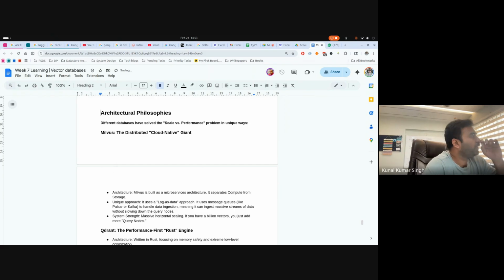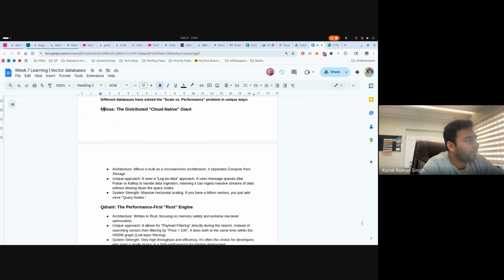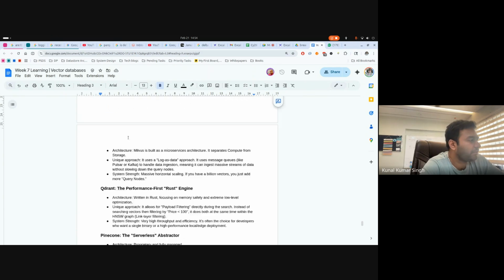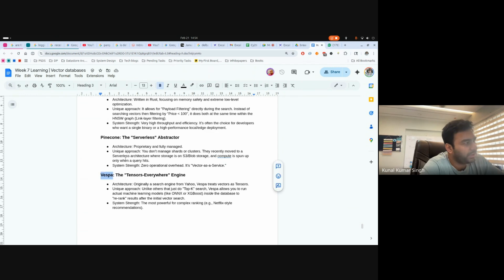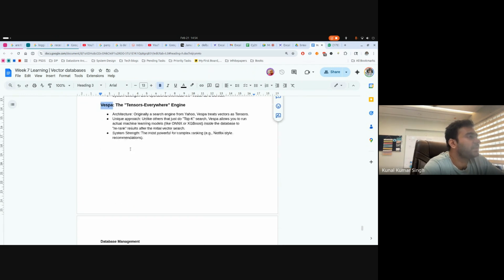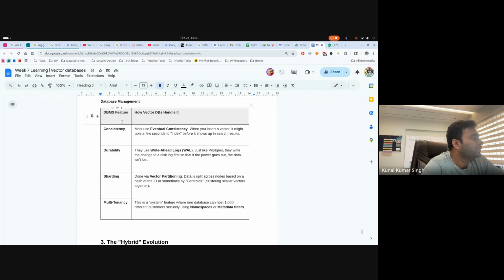And then, because these are all indexes only that we talked about, we'll also cover the database aspects, which is the database management side of it. And then how some prominent databases like Milvus, Qdrant, Pinecone, or Vespa might be doing some of the things internally a little differently. That we will touch upon.